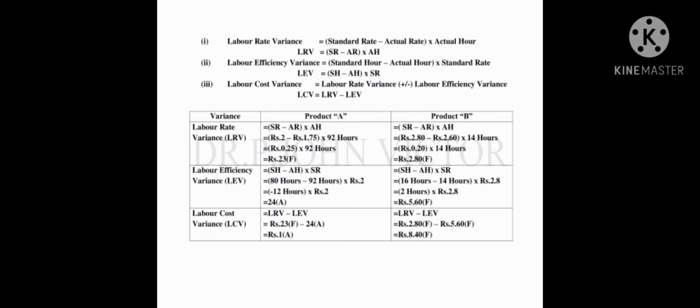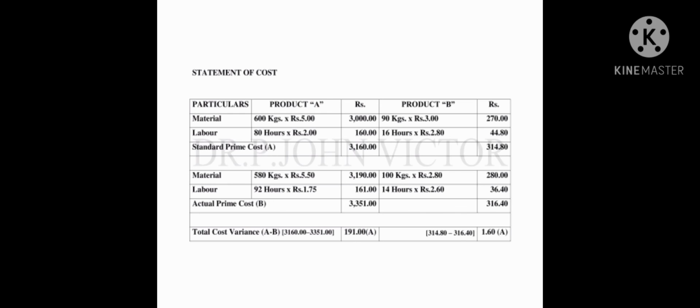Okay, then let me continue with statement of cost, because it is there. We have to identify the unit price or rate per kilogram. So the statement of cost I have prepared. See the particulars: product A, product B.